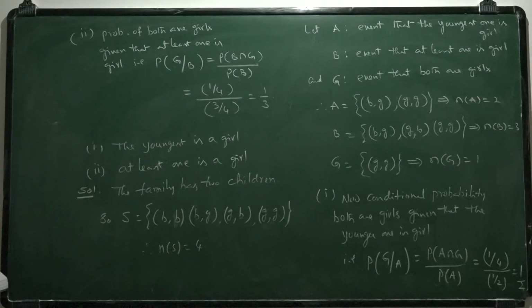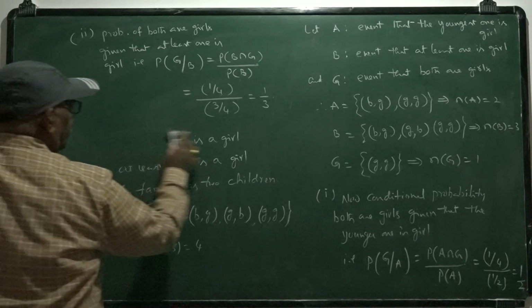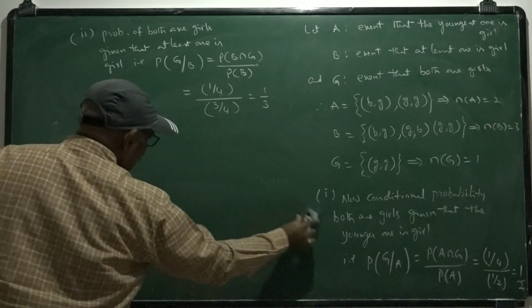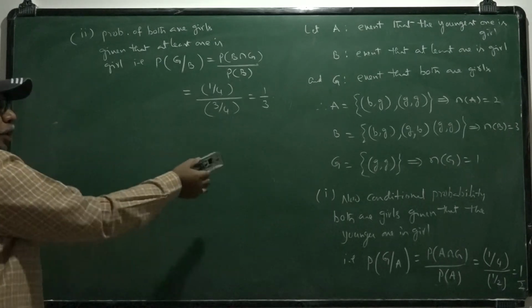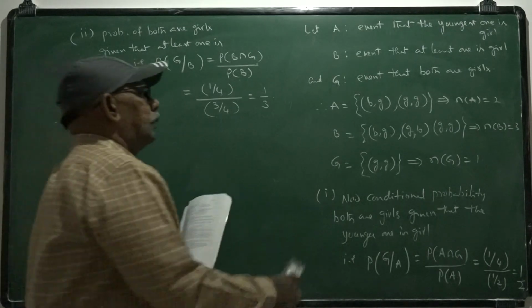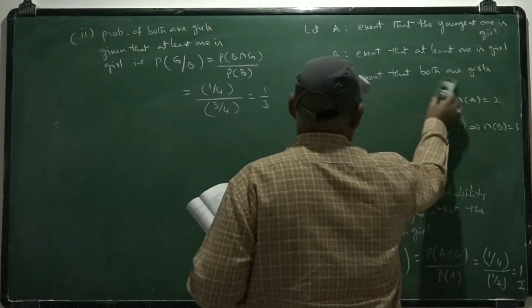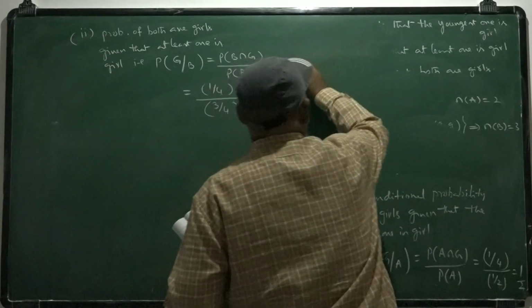The required conditional probabilities are respectively 1 by 2 and 1 by 3. This is one important problem related to conditional probability.